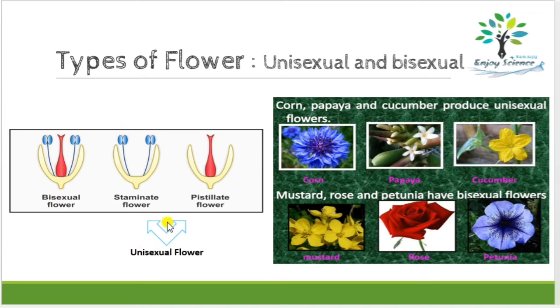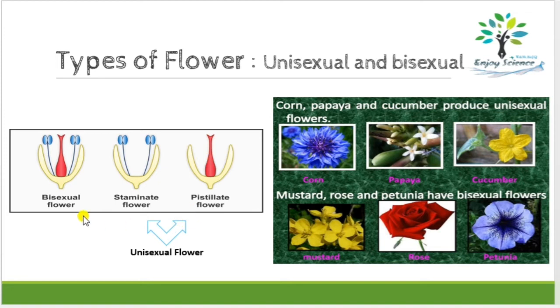And now a unisexual flower means having either the male or the female part of a flower. So the flower consists of only the male reproductive part or only the female reproductive part. If a flower consists of only the male reproductive part, then it is called a staminate unisexual flower, staminate because only stamens are present. And if a flower consists of only the female reproductive part, that is the carpel or pistil, it is called a pistillate unisexual flower. So you can see in this flower you cannot see the male reproductive part, that is the stamens. You can only see the female reproductive part, that is the carpel.